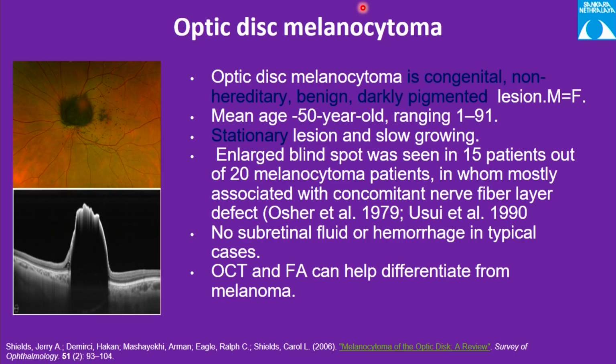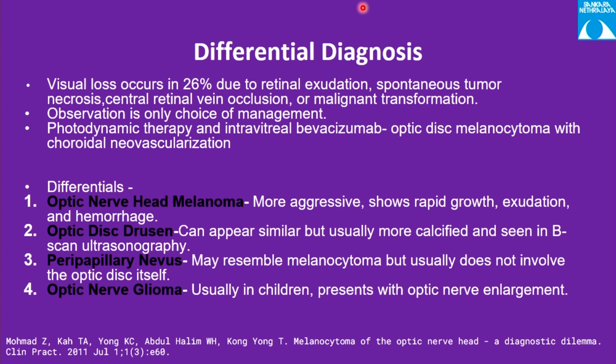OCT and FFA can help differentiate it from a choroidal melanoma. The differentials include optic nerve head melanoma, which is mostly more aggressive. It shows rapid growth, and mostly exudation and hemorrhage also. Optic disc drusen can appear similar, but they are more calcified, seen on B scan. Peripapillary nevus can resemble a melanocytoma, but usually does not involve the optic disc. And optic glioma is mostly seen in children.